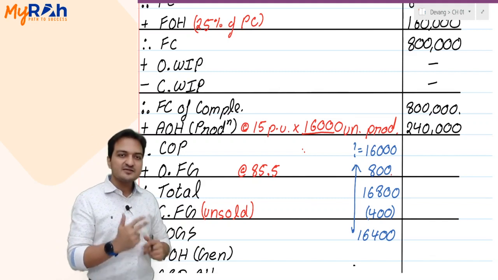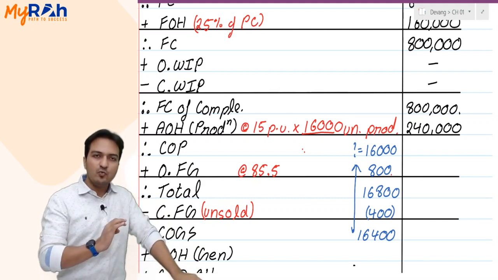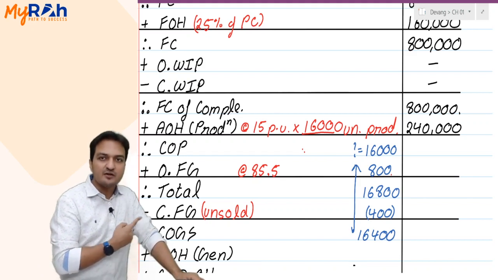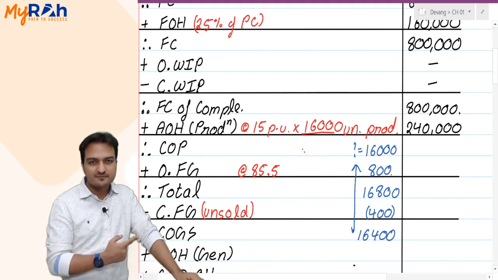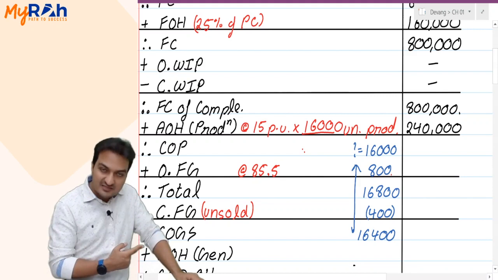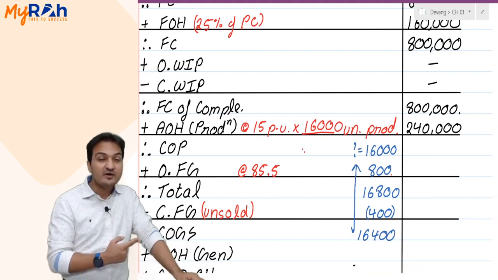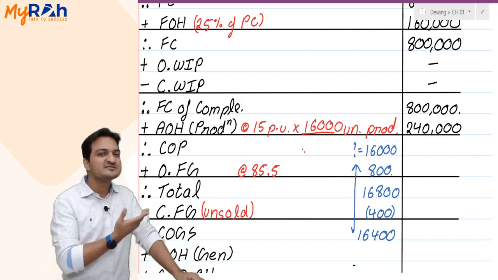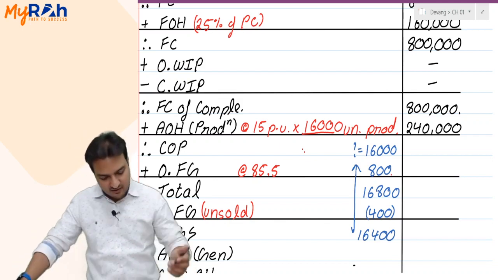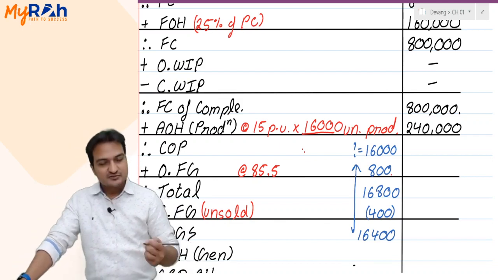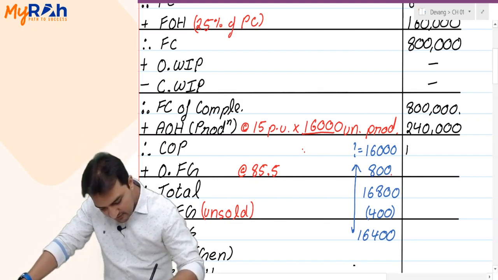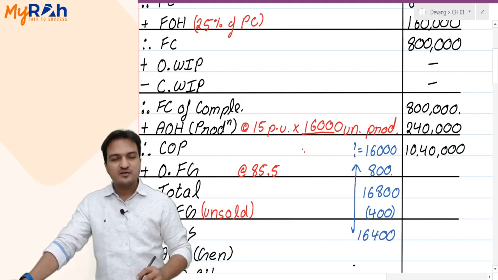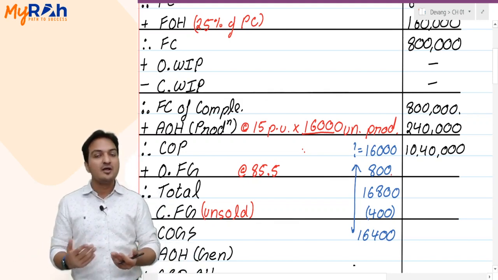Because look, this type of reverse calculation will be required at many places in costing. This is not IPCC level. This is 10th standard mathematics. And for my subject of costing, you will definitely need strong mathematics. This is not even strong, this is simple mathematics. I hope you understand that. Further, 8 lakhs plus 2,40,000 gives me 10 lakhs 40,000. 10 lakh 40,000 becomes my cost of production plus opening FG.